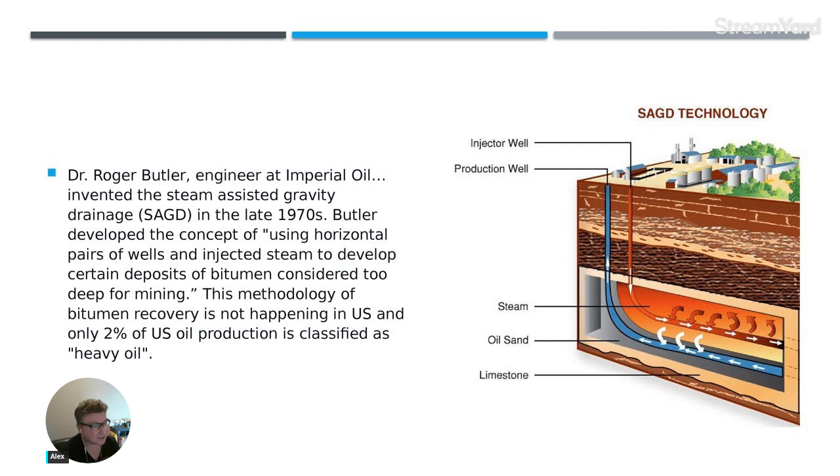Now, for the next 3-4 months, we're going to be covering a lot of that. We're going to be talking a lot about this. The way this technology evolved, it evolved in the 1970s with Roger Butler. He worked for Imperial Oil, and he developed this concept of using horizontal pairs of wells and injected steam to develop the deposits of bitumen. We're using this technique now, and the production based on it is maybe 1.7, 1.8 million barrels a day between Alberta and Saskatchewan, maybe a little bit more now.